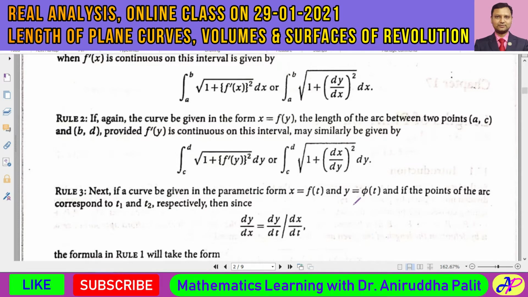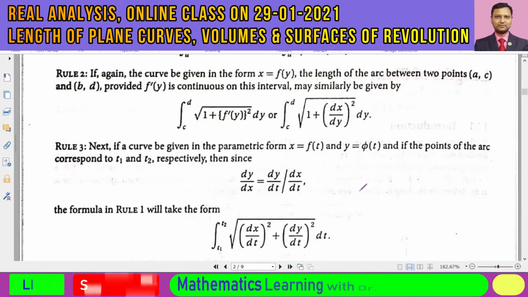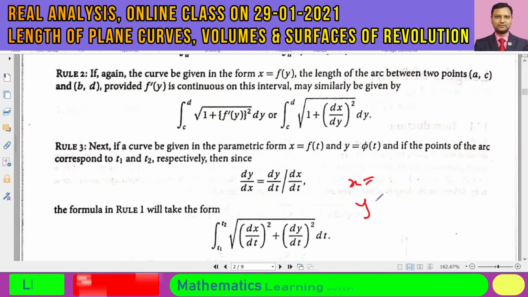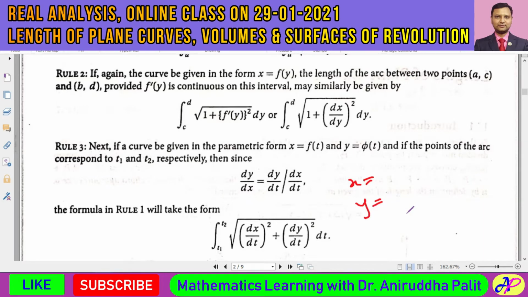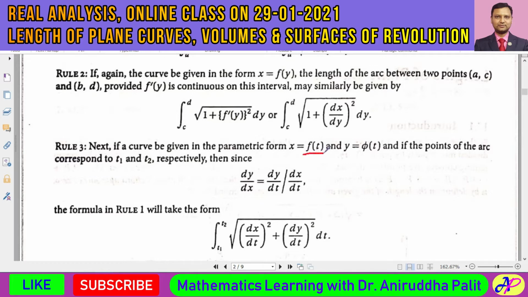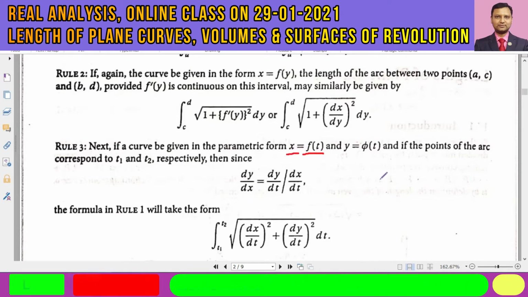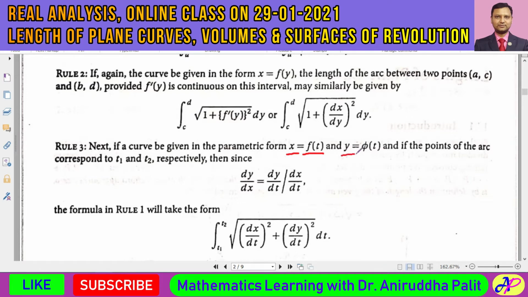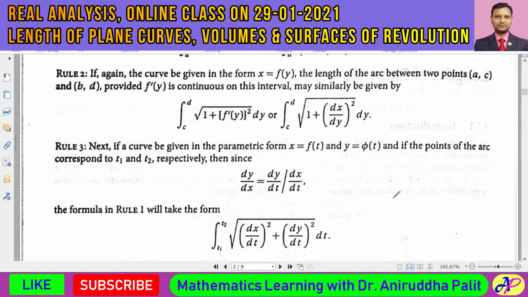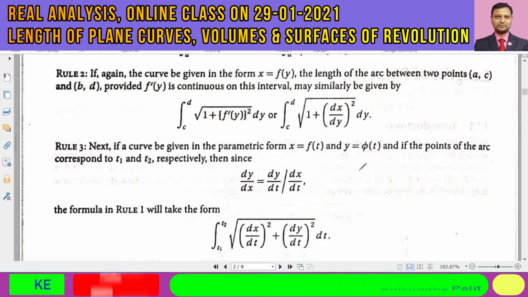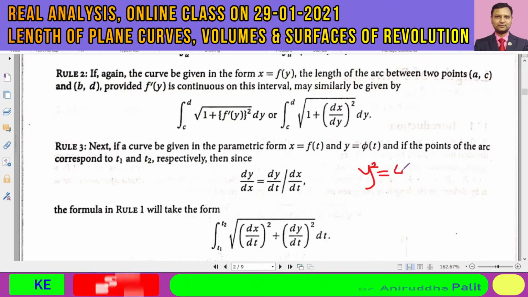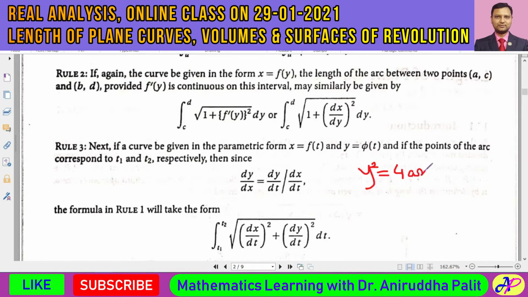Now suppose the curve is represented in parametric form. In the case of a circle, we have the parametric equations x is equal to r cos theta and y is equal to r sine theta, where theta is the parameter. So sometimes we represent x as a function of the parameter t, and similarly y as a function of t. For another example, you can consider the parabola y square is equal to 4ax.